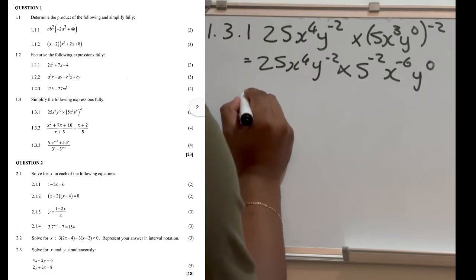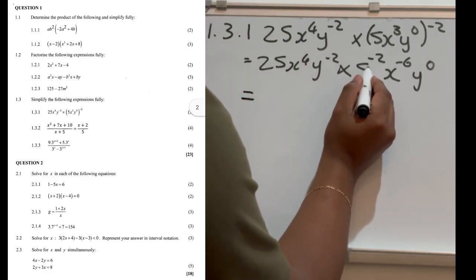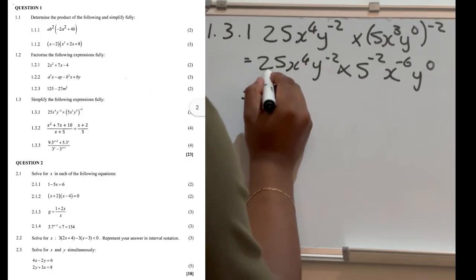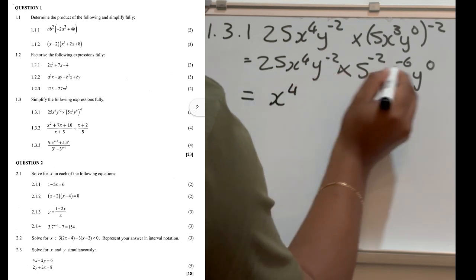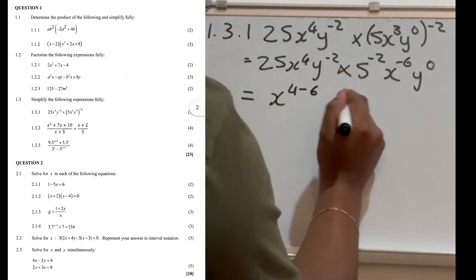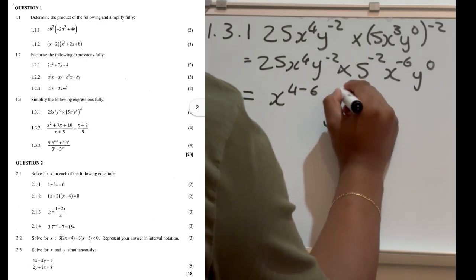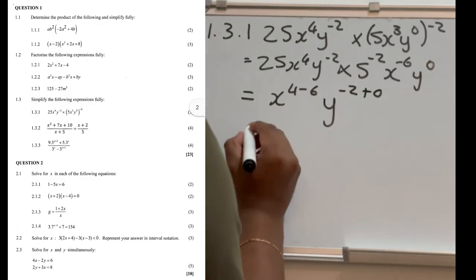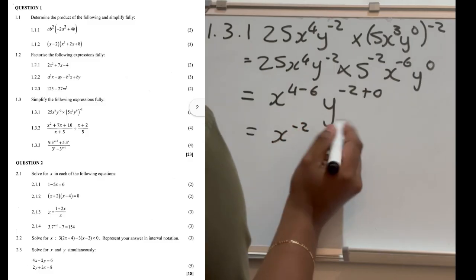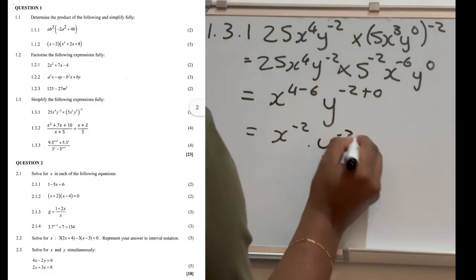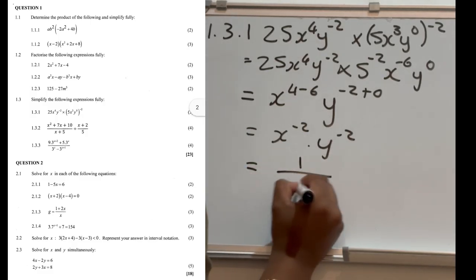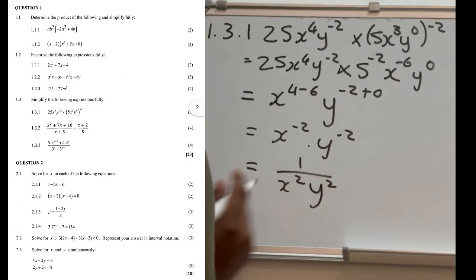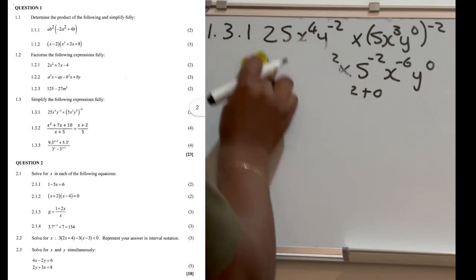Okay, so then that becomes 1 over 25. 1 over 25 times 25 is 1. Okay, and x to the power 4 minus 6. Okay, and then we're going to get y to the power minus 2 plus 0 basically. So then this is x to the power minus 2 and y to the power minus 2. Then we can't have negative exponents, so that is just 1 over x to the power 2 y to the power 2. Okay, go to the next question.